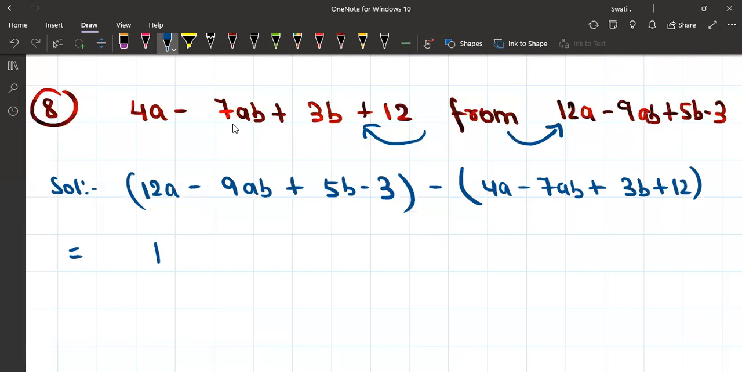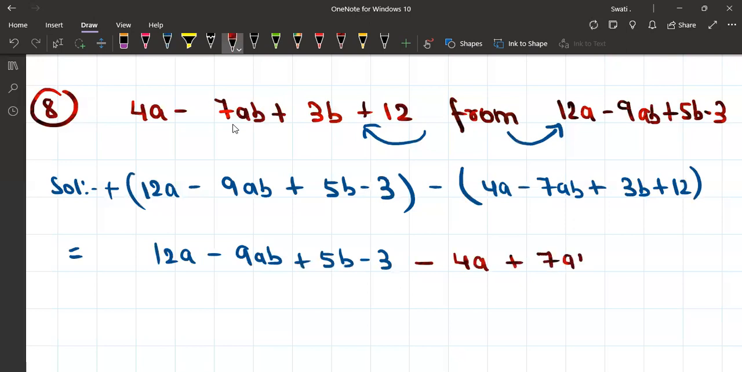Now what you will do, you will write down the first part as it is, because there is no negative sign, right? There is no sign that means it is positive only. So you can freely remove the bracket here. So 12a minus 9ab plus 5b minus 3. Oh, yes, I was supposed to remove the bracket. And then we have minus. Remember, after the minus, whatever expressions you have, if you remove the bracket, the sign will get reversed. So minus 4a plus 7ab minus 3b and minus 12, right?